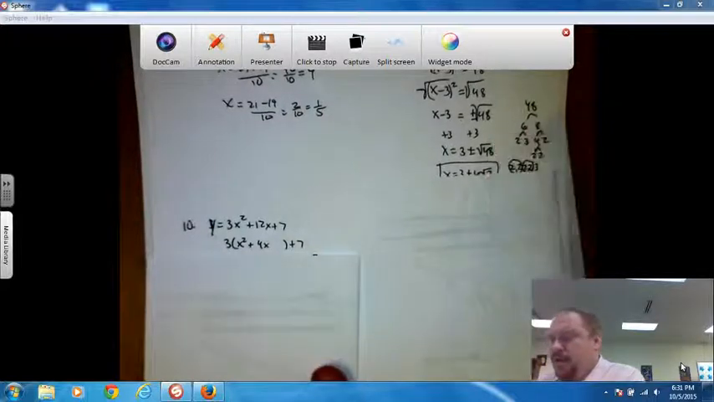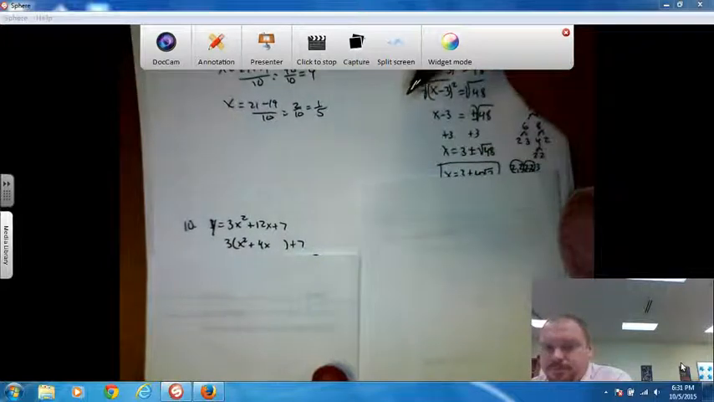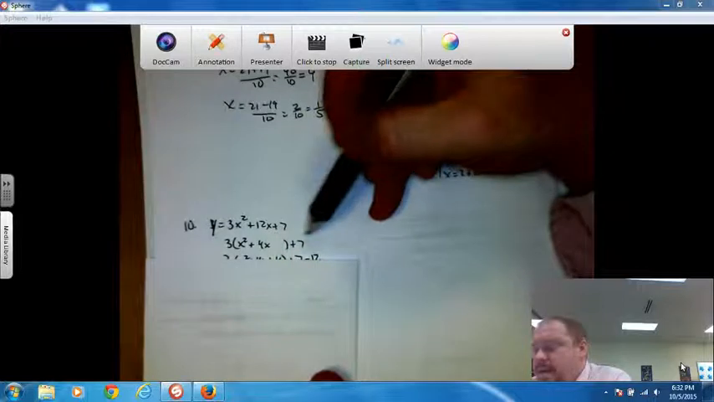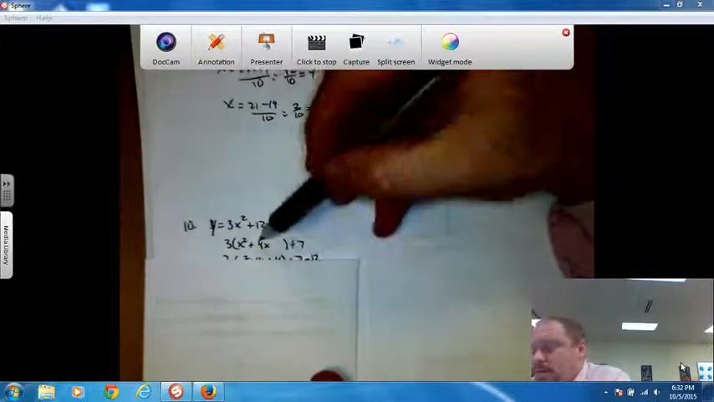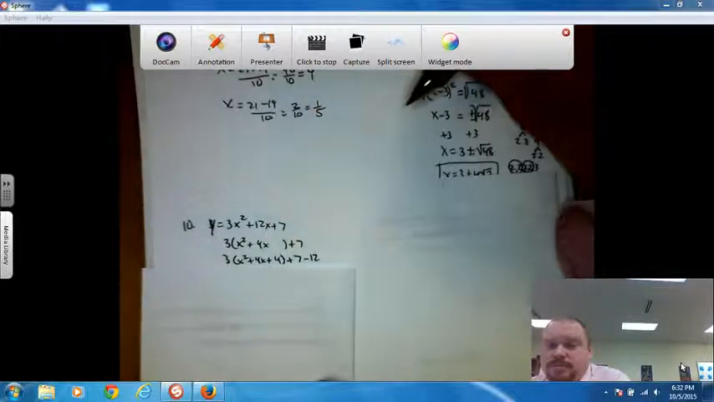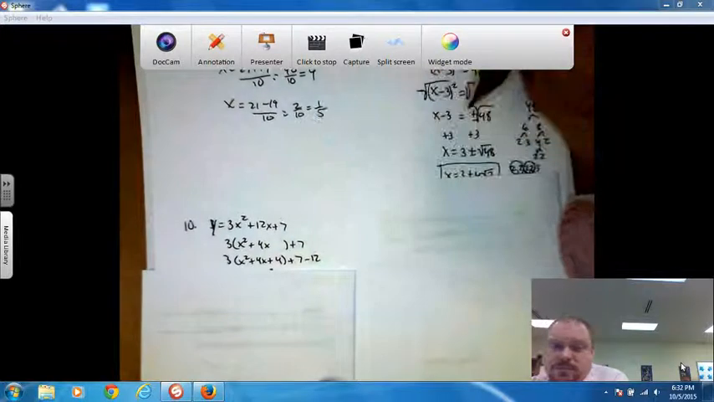Now notice I left a space, and then I moved the 7 to the back. So what I did was I put a plus sign here and a minus sign at the back. Half of 4 is 2. 2 squared is 4. 4 times 3 gives me 12.